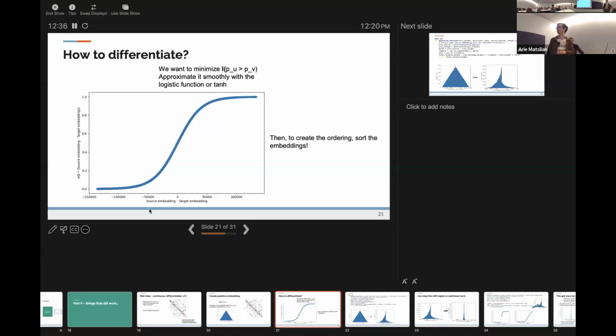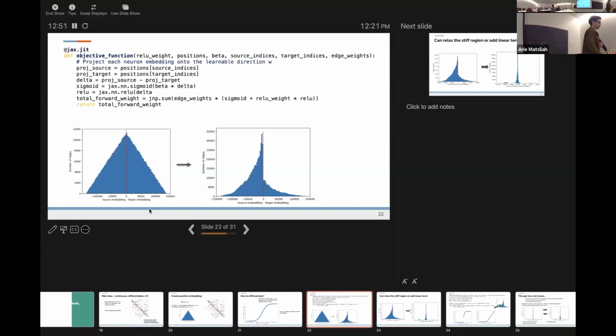Thank you. Okay, so now what I'm doing is taking the source embedding and the target embedding, and I'm just applying a sigmoidal activation function to them. That way I have a gradient which pushes things from the lower triangular of the matrix into the upper triangular. And this works really, really fast.